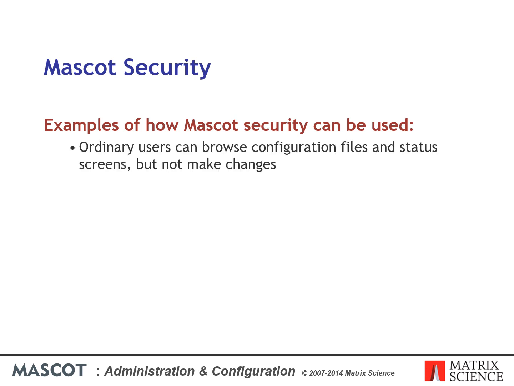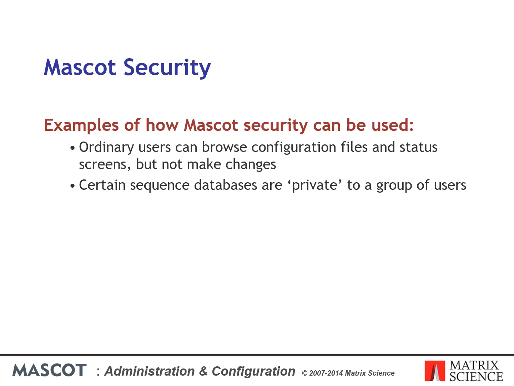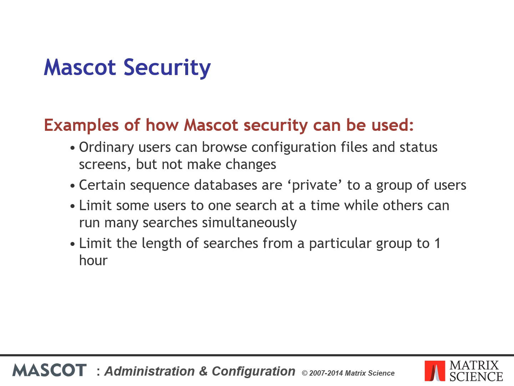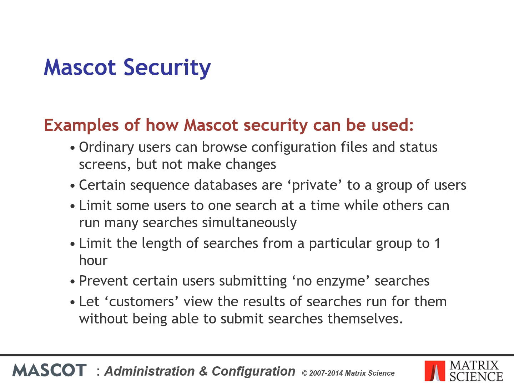Ordinary users can browse configuration files and status screens, but not make changes. Certain sequence databases are private to a group of users. Limit some users to one search at a time, while others can run many searches simultaneously. Limit the length of searches from a particular group to 1 hour. Prevent certain users submitting no enzyme searches. Let customers view the results of searches run for them without being able to submit searches themselves.